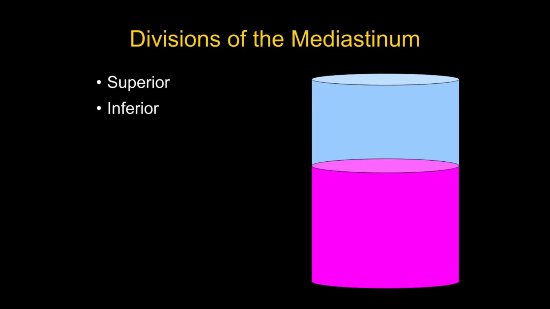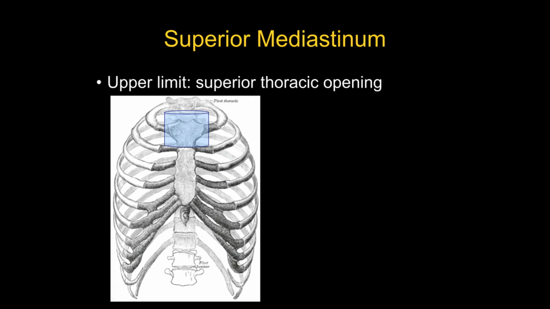Now, that blue cylinder can be divided into two. The mediastinum has an upper part and an inferior part: the superior mediastinum and the inferior mediastinum. The superior mediastinum is limited by the superior thoracic opening, as you can see here. Basically, the chest, the ribs, is a hollow container, and the upper opening of that container is the superior thoracic opening, which is also the upper limit of the superior mediastinum.